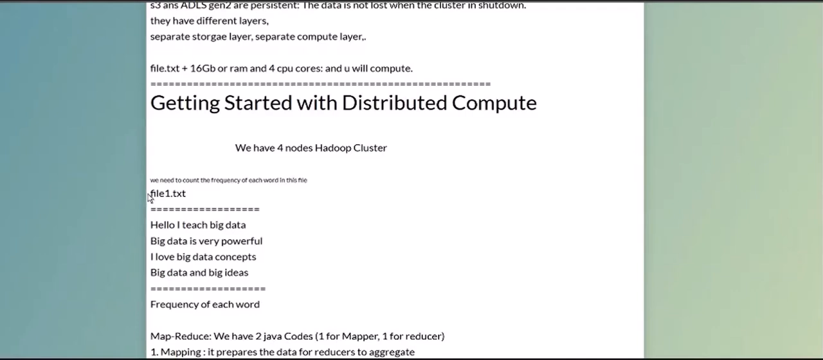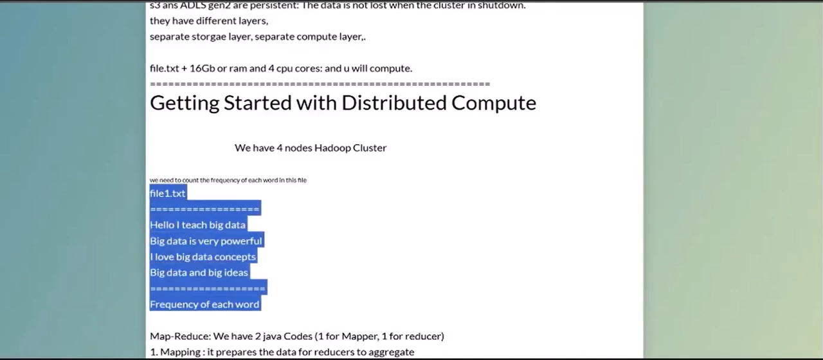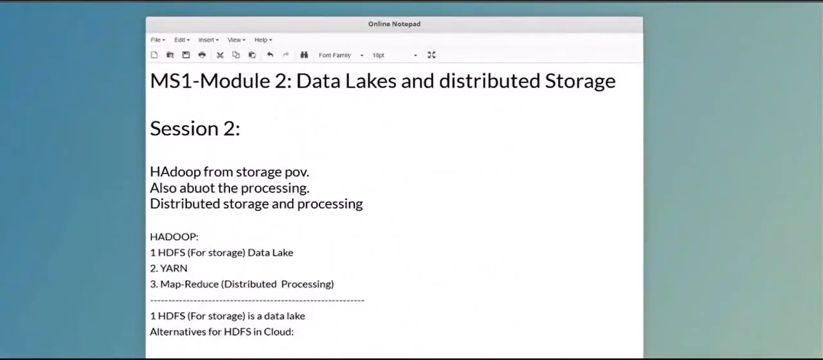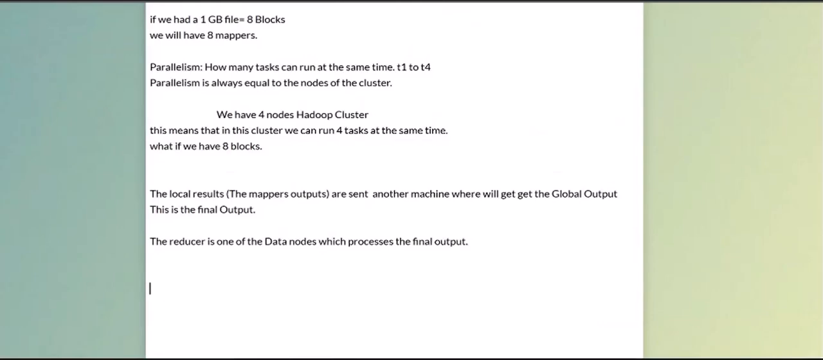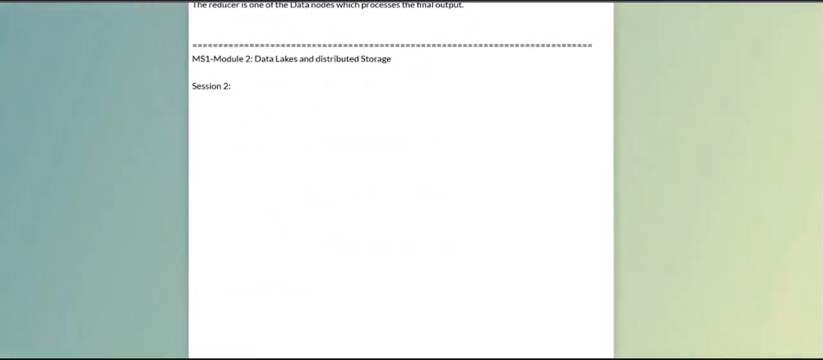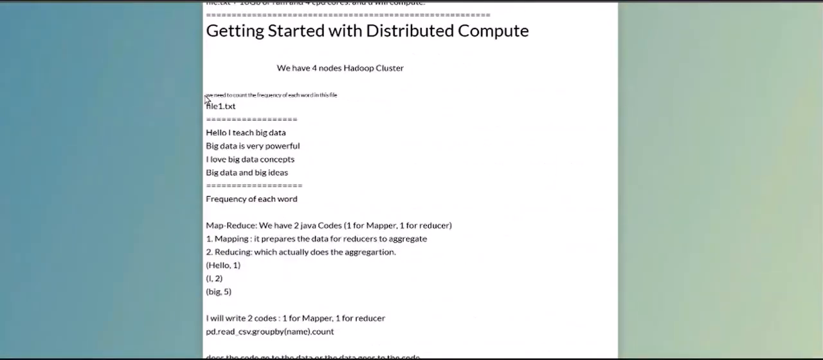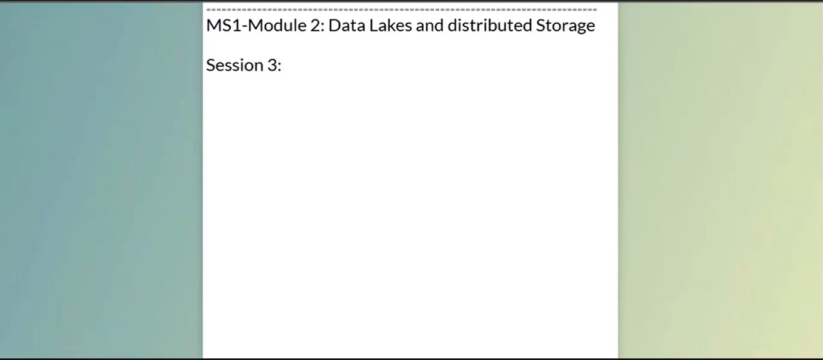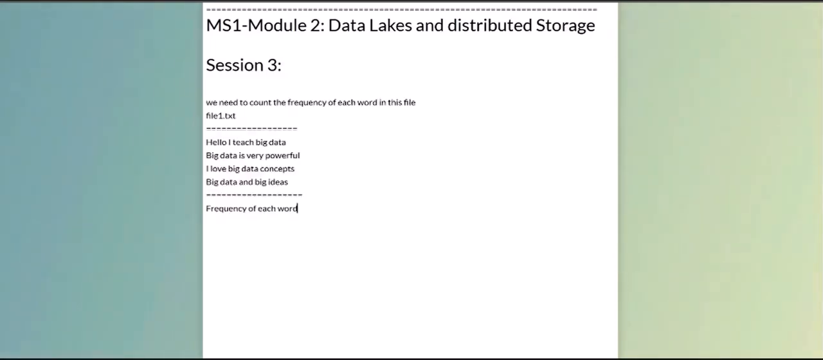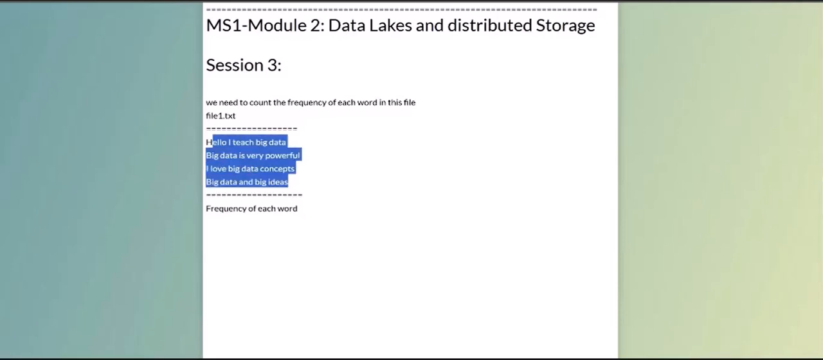We would actually see how this file would be processed, and we need to find the frequency of each word. This is the file, and what is our assignment? We need to count the frequency of each word. What do we mean by the frequency of each word? I want to count how many times hello appeared in this file, how many times I appeared, how many times teach appeared and how many times concepts appeared, and the same goes for all the words.